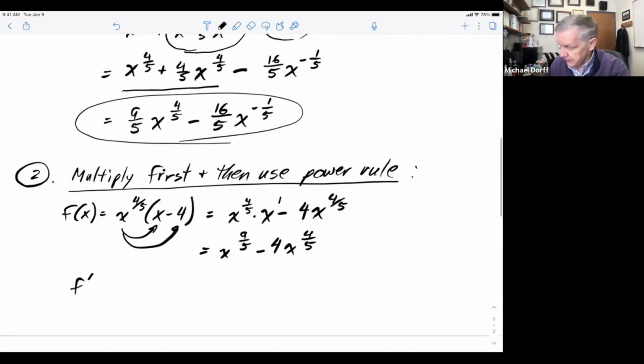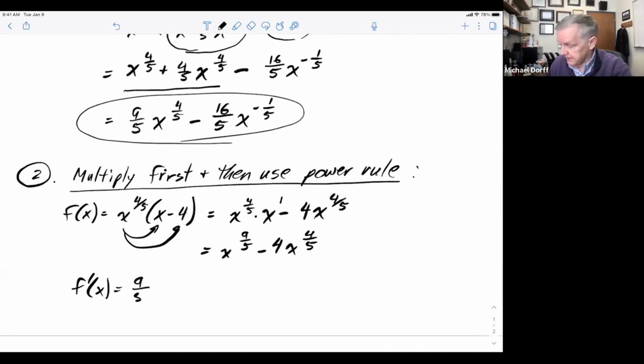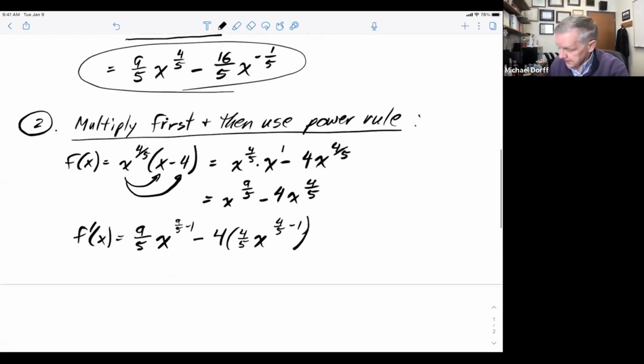Now I'm going to do the power rule. So x to the 9/5, power rule, I bring the 9/5 out front, x. I subtract 1 from 9/5, so I have 9/5 minus 1. And then here I've got the second term, I've got negative 4 out front. I bring the 4/5 down, and I have x to the 4/5 minus 1 there. Then let's simplify this. So it's 9/5 x. Now the exponent is 9/5 minus 1. That's going to be 4/5. And then here I have 4 times 4/5, so it's going to be minus 16/5 x.